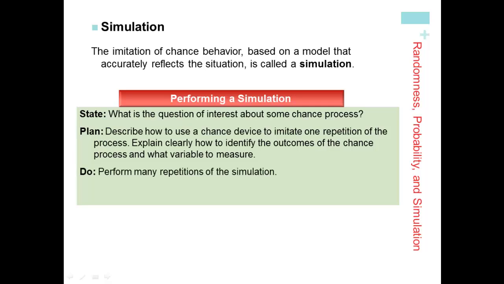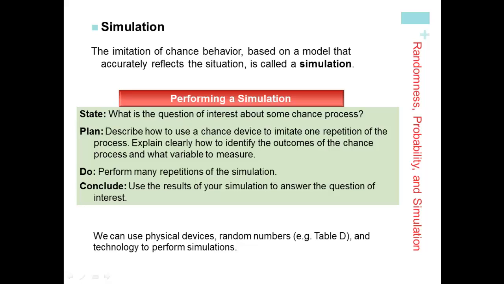I want to perform the repetitions of the simulation and then make a conclusion. Use the results of the simulation to answer the question of interest. Again, we can use physical devices such as a coin, dice, a deck of cards, or the random number table in the back of the book, which is Table D. Also, you could use your calculator to perform the simulations.